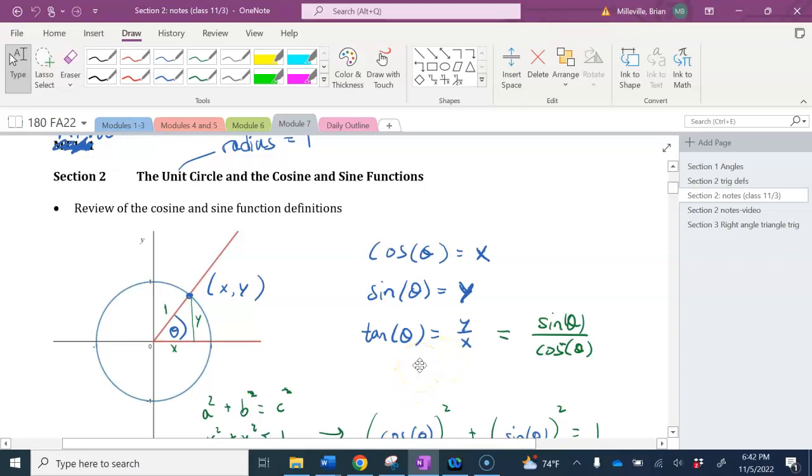All right, so for us to be able to compute these cosine and sine values, we have to know the point on the unit circle for now. The right triangle definition will be equivalent. That's taken care of in the next video.